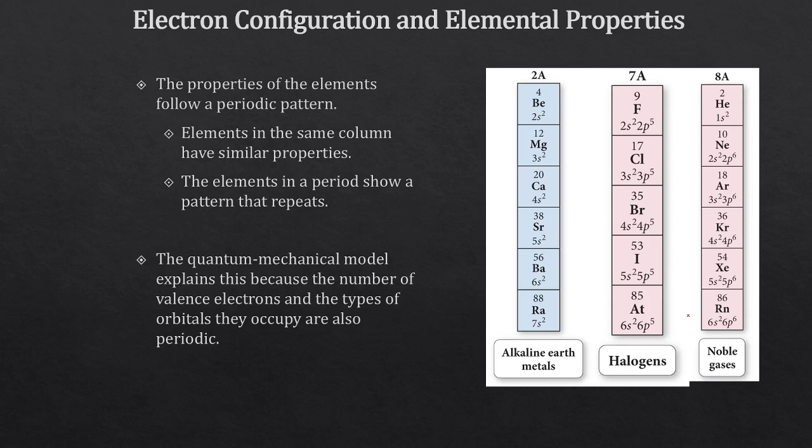So beryllium has 2 valence s electrons. Magnesium below it has 2 valence electrons, but just in n equals 3. Calcium has 2 valence electrons in 4s2. Strontium, 2 valence electrons in 5s. All of these have similar properties because all elements that have 2 valence electrons will have similar properties.